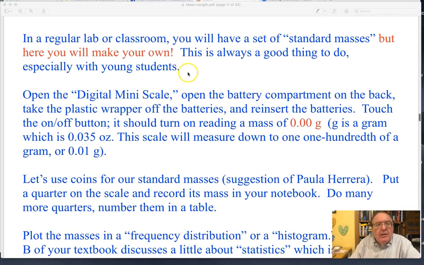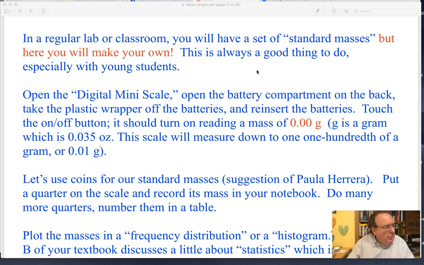Now, in a regular classroom or lab, you would have access to standard masses. But here, we don't have a set of standard masses to send you. We send you many things in a box, but we didn't want to send you heavy masses. So we'll make our own. Now, making your own is always a good thing to do, especially with young students. You can get them together and they can start to make standard masses.